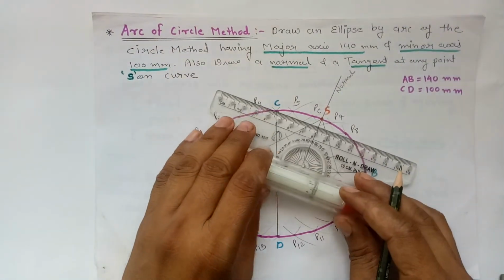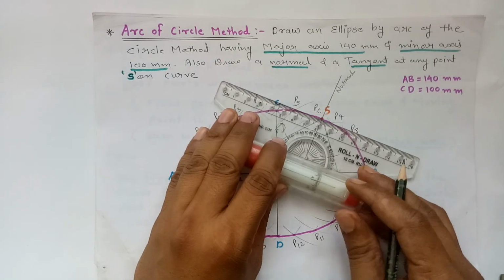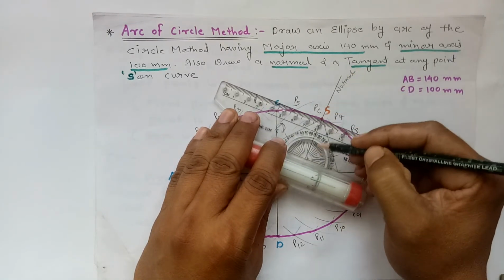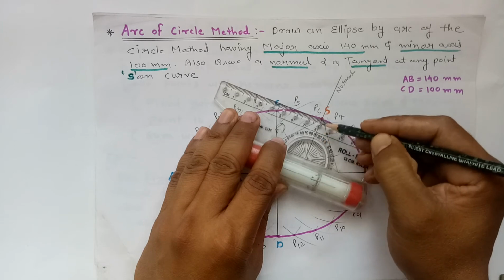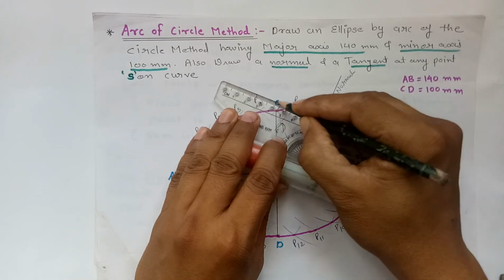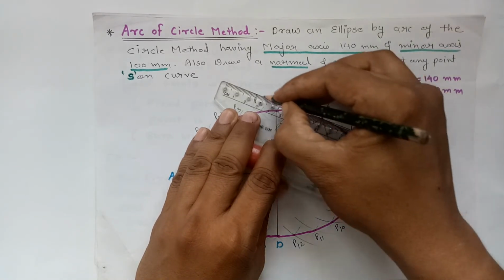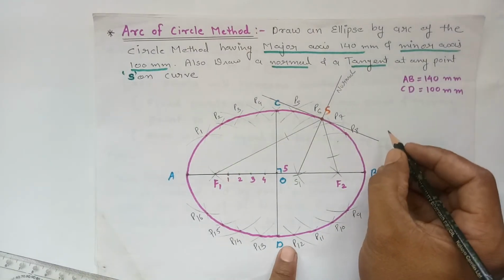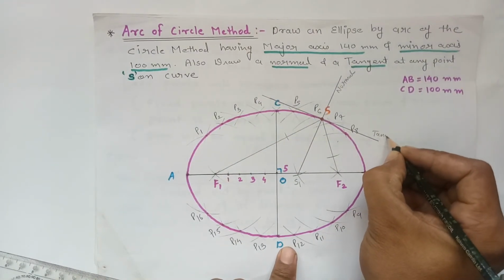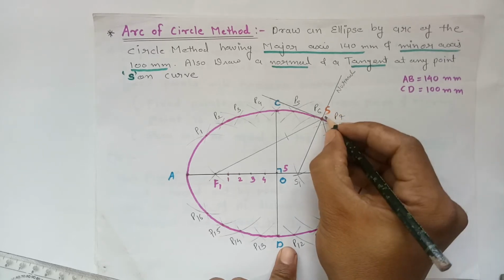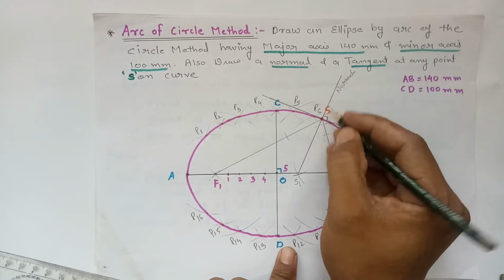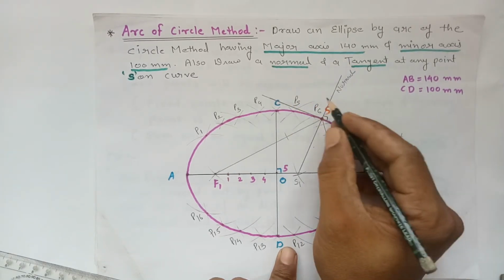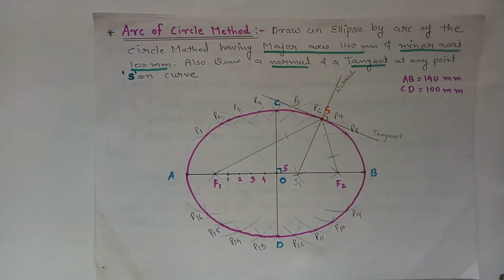Now tangent. To draw the tangent, we have to draw a line perpendicular to the normal from point S. That line will be the tangent. So a line drawn perpendicular to the normal from point S will be the tangent.